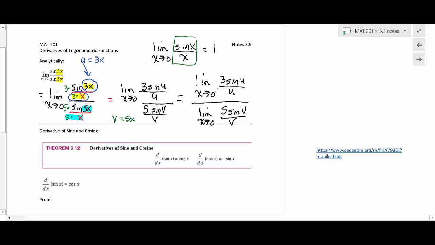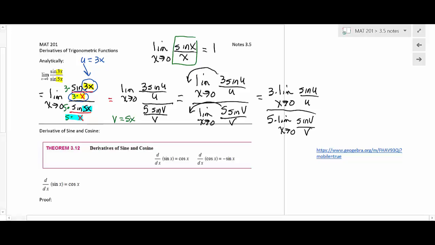Okay? What we're going to do next is you can bring that out of the limit, like that. So what we'd have is 3 times the limit as x goes to 0 of sine u over u. Then we'd have 5 times the limit as x goes to 0 of sine v over v, like that. Okay? So this is something I want you to see, how the limit theorems go.